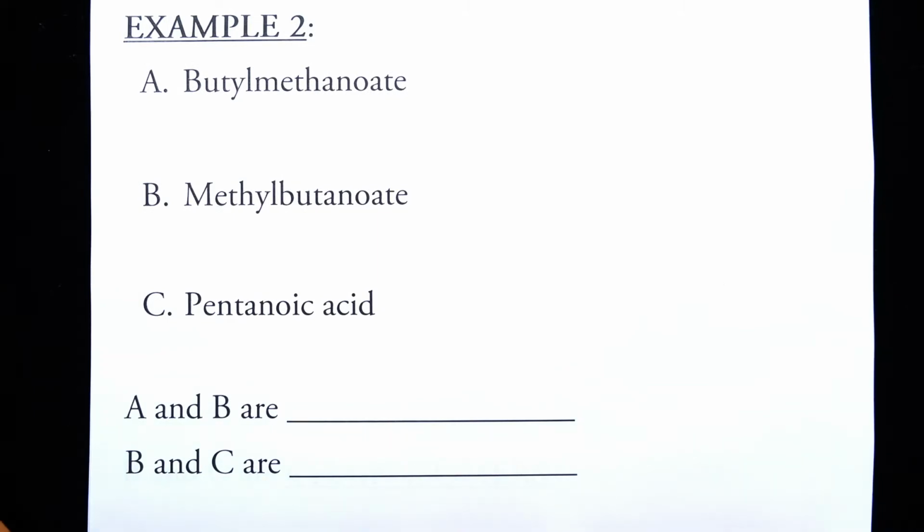Example 2. Draw the following structures again: butyl methanoate, methyl butanoate, and pentanoic acid. The first 2 are esters and C is a carboxylic acid. Then answer the 2 questions at the bottom. What type of isomers are they?